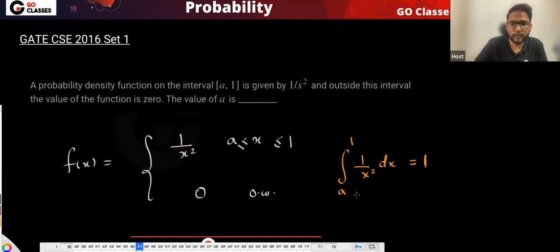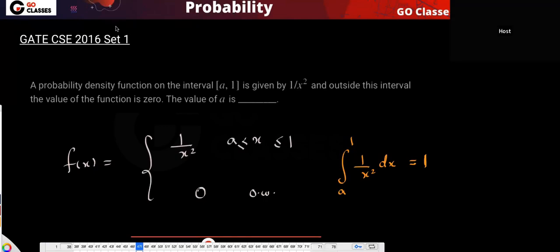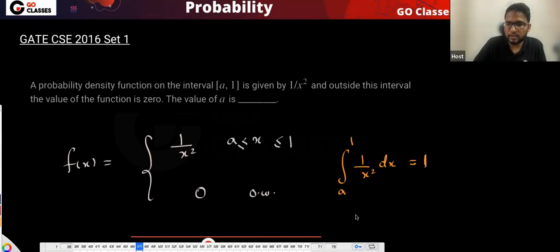What is the integration of 1 upon x square? Anyone quickly? If you know this, okay. Otherwise also okay, because I have not taken the integration class, but that's okay. It is minus 1 upon x, right? So you can say it is minus 1 upon x from a to 1 is 1, and then from here you can find out the value of a.